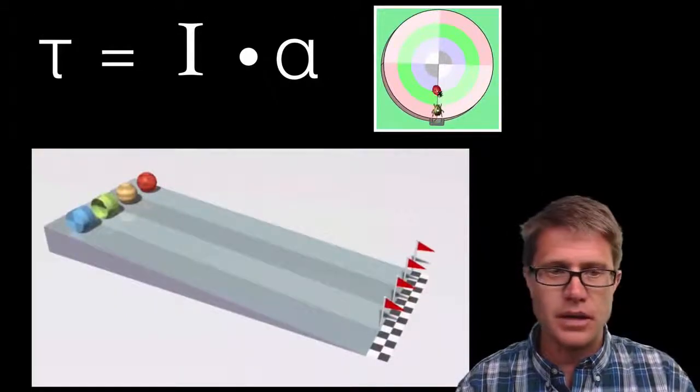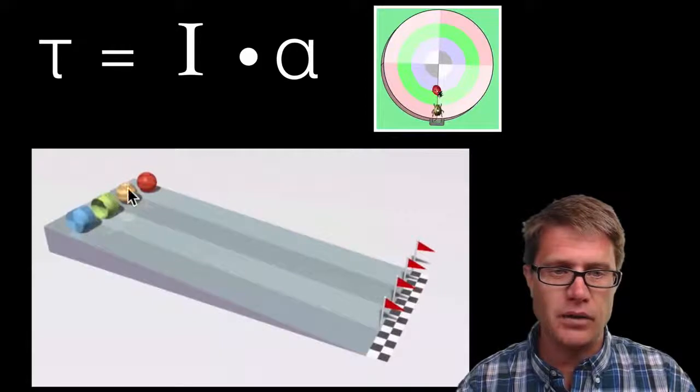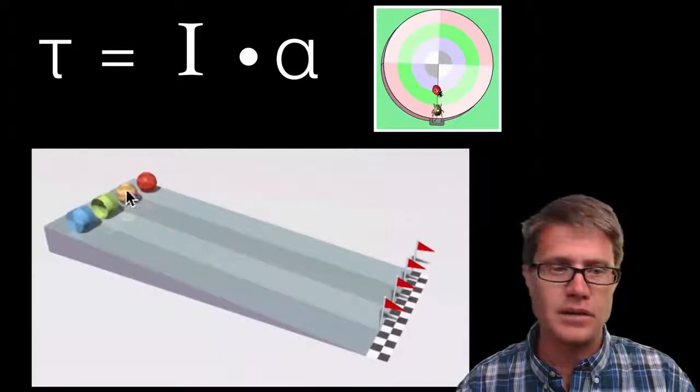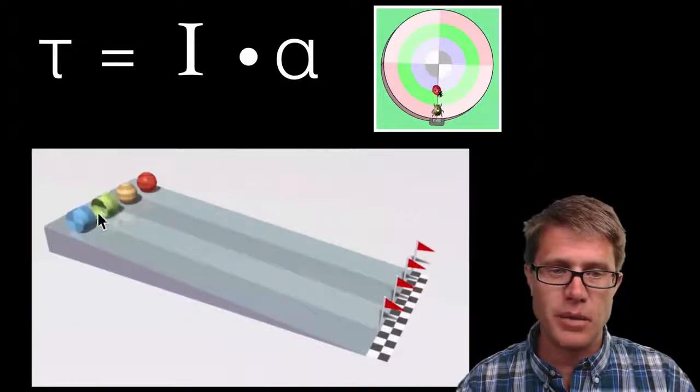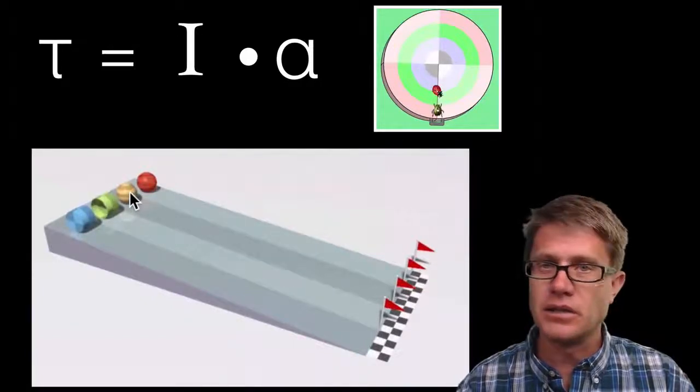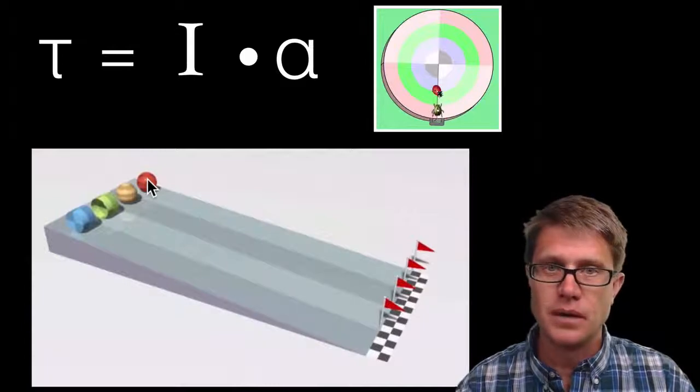And so another way to look at this is a demonstration here. What I have are 4 objects that all have the same mass. This one right here is a solid cylinder. And this is a cylinder where all the mass is on the outside. This is a solid sphere, and this is a hollow sphere. And so which one do you think is going to make it to the bottom first if we race them and they all have the same mass?